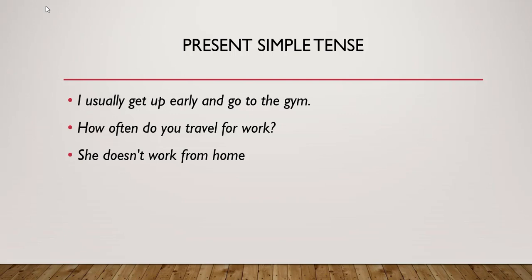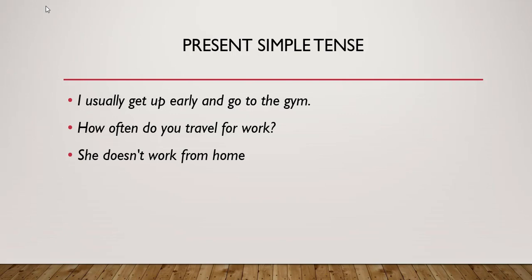Now, in this case, you can see we have three different sentences. The first sentence is the usual present simple tense, which we will always know. It is no question, it is just a simple statement. I usually get up early and go to the gym. Now, the second one is a question that uses the frequency, that is the adverb of frequency in the question.